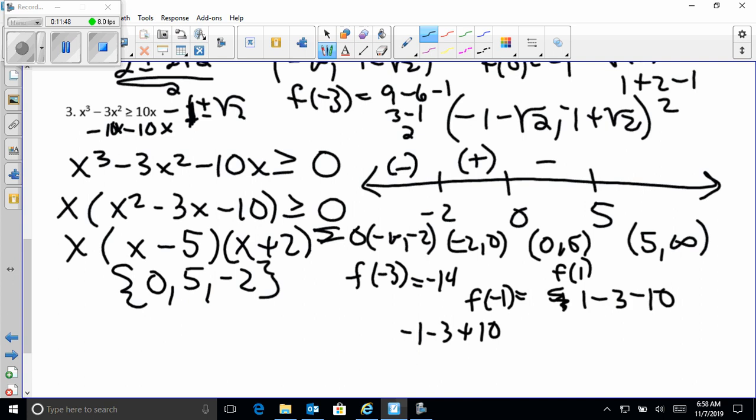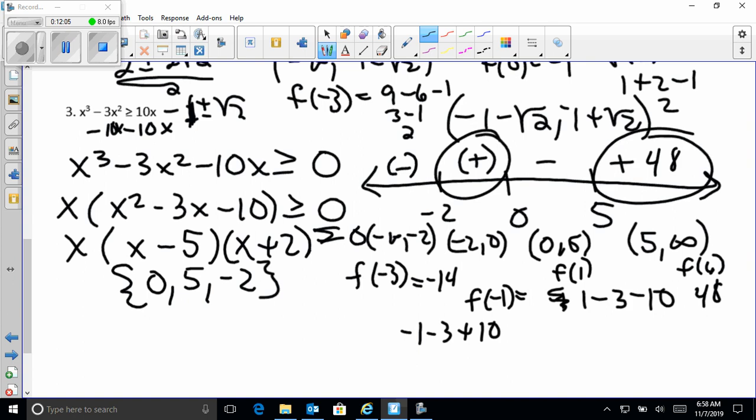And then in the last region, I'll plug in a 6. When I plug in a 6, I end up getting 48. So I am looking for greater regions. So here, 48 is positive. So those are my regions: -2 to 0, union with 5 to infinity. But here's where I have to be careful.